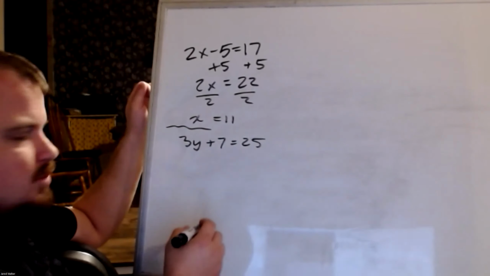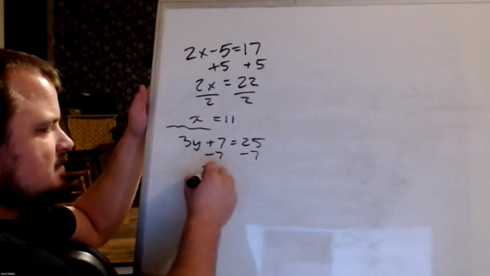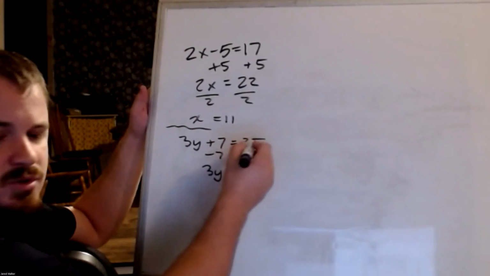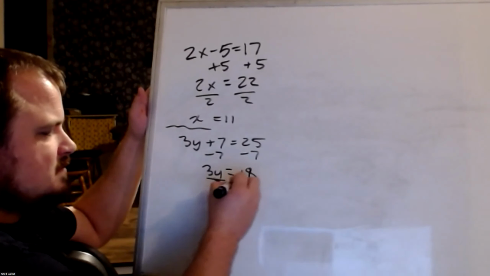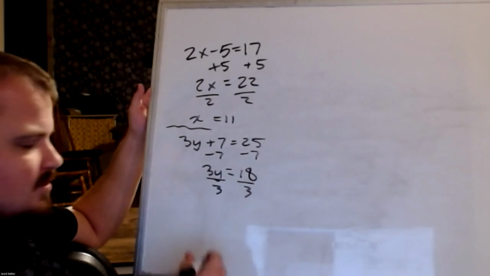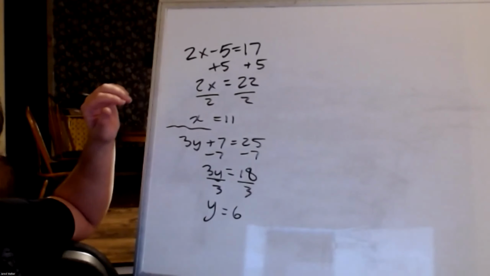Okay. Next one was 3y plus 7 equals 25. So we're going to subtract 7 from both sides. So 25 minus 7, we're going to have 18. Divide both sides by 3. y comes out to 6.